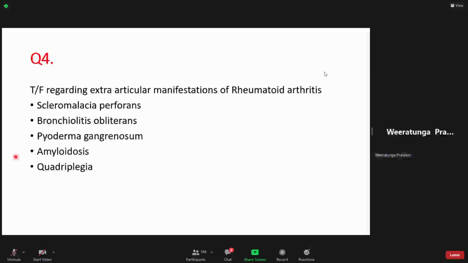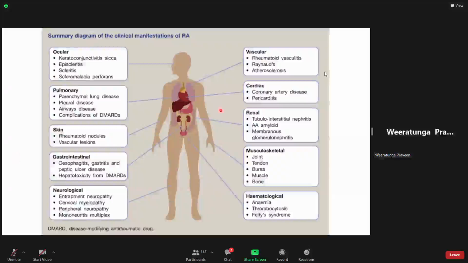Caplan syndrome. Now in the skin, they get various things, ulcers, and pyoderma gangrenosum is associated. Also, they get vasculitic rashes. Amyloidosis of the kidneys is also associated, as you can see in this picture. They can also get a membranous glomerulonephritis and a tubulointerstitial nephritis.